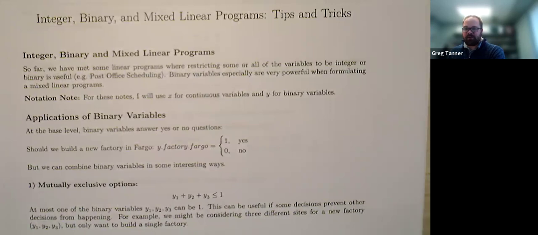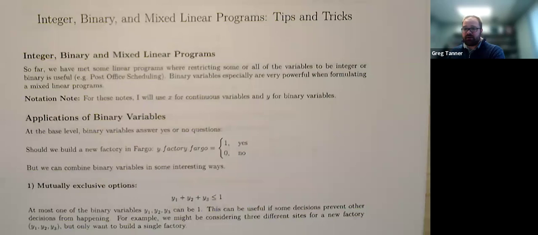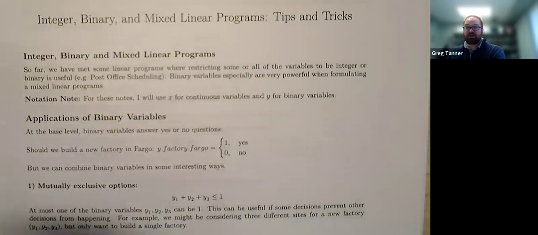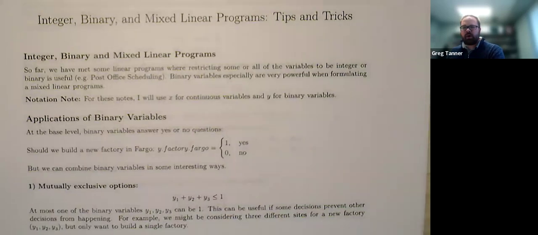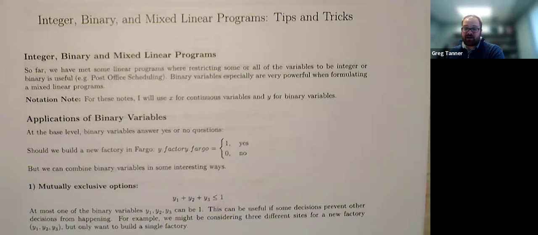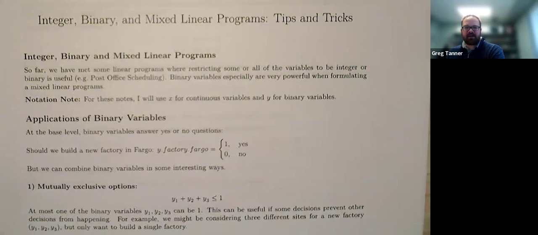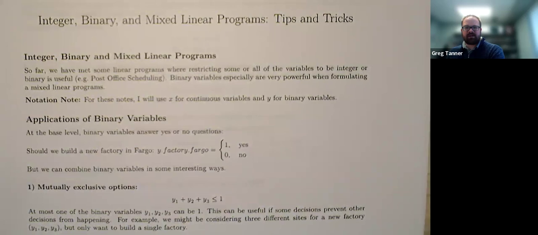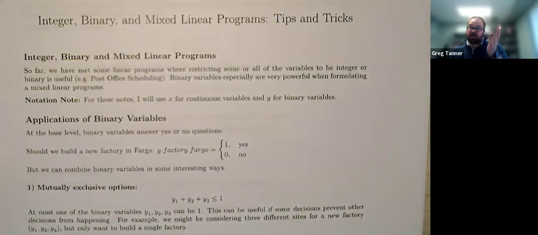And we've seen some examples of linear programs where some or all of the variables needed to be integer variables. For example, the post office scheduling, if we needed to schedule a certain number of workers, we can't have partial workers. And so integer variables usually come up when you're not allowed to have fractional values. On the other hand, binary variables is what we're going to focus on in this video. And binary variables are really powerful because they allow you to essentially encode a bunch of logic into your model that wouldn't be possible otherwise.